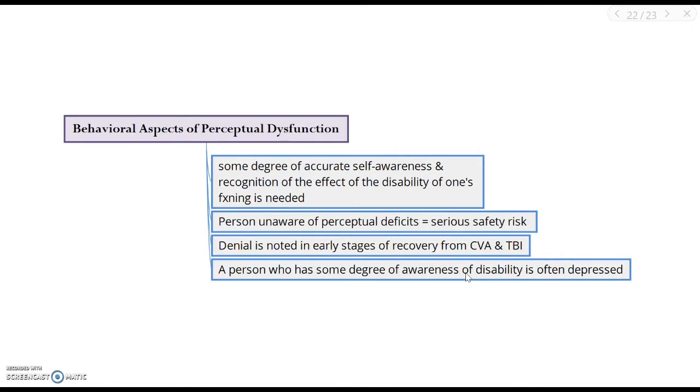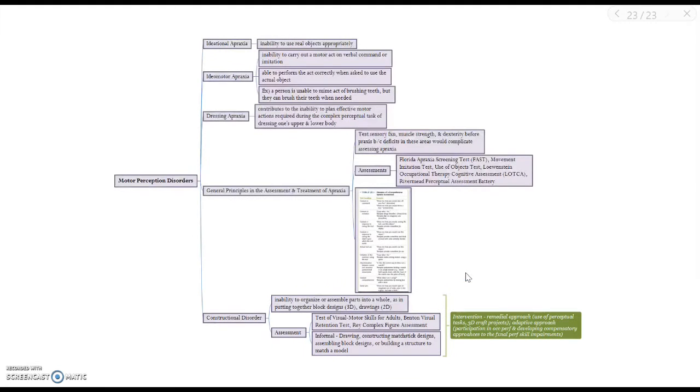So, behavioral aspects of perceptual dysfunction. A person unaware of perceptual deficits is a serious safety risk. Denial is common in early stages of recovery from stroke and TBI. And a person who has some degree of awareness of disability is often depressed initially.